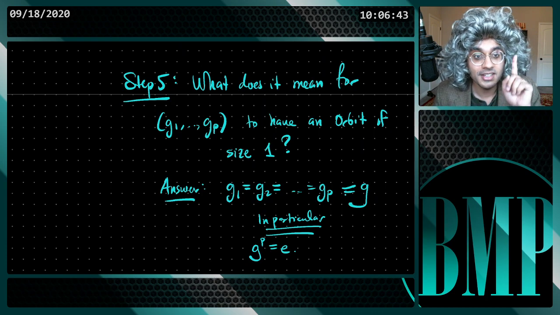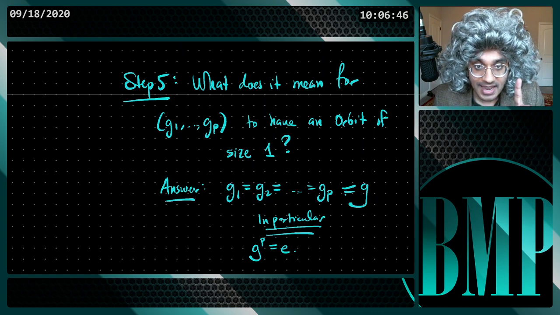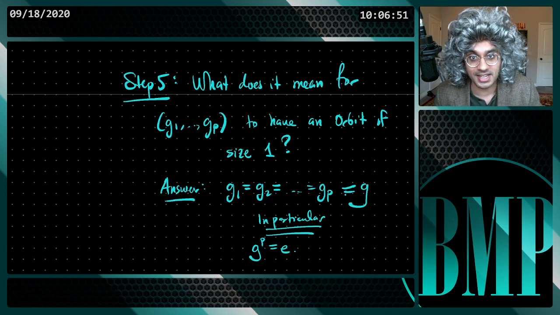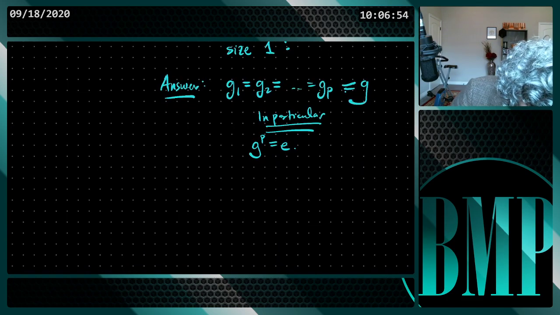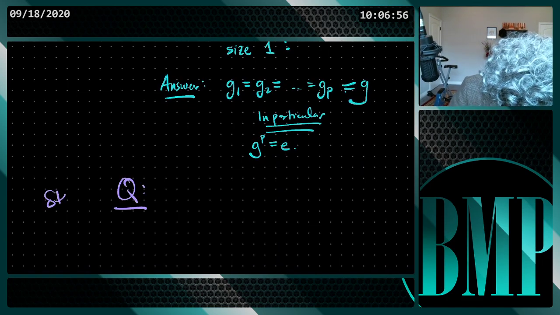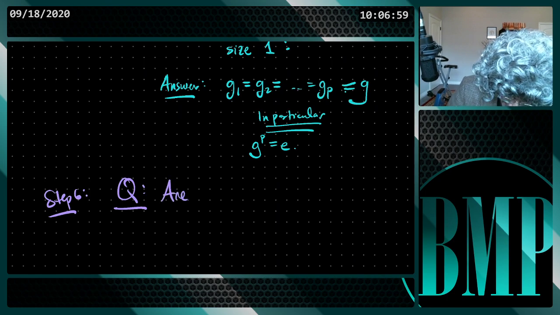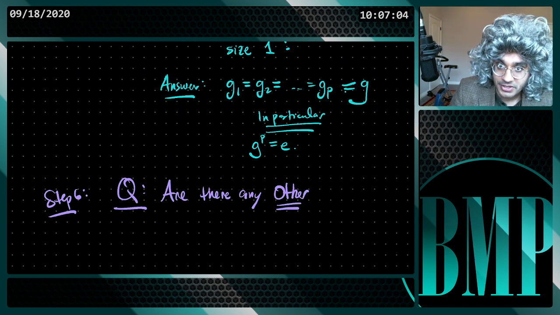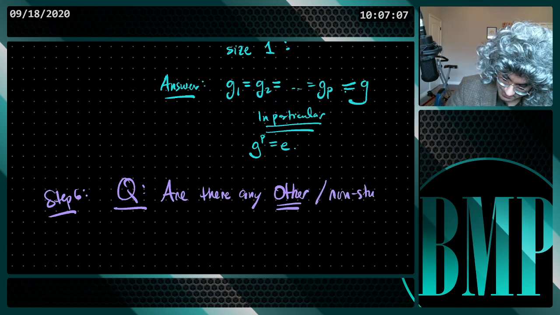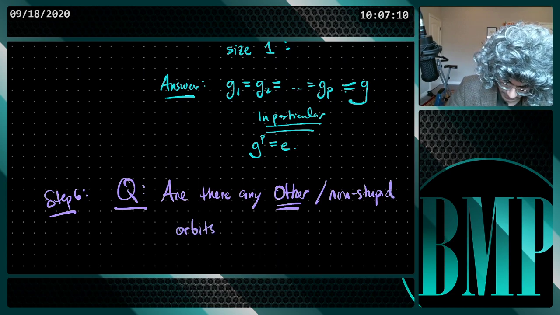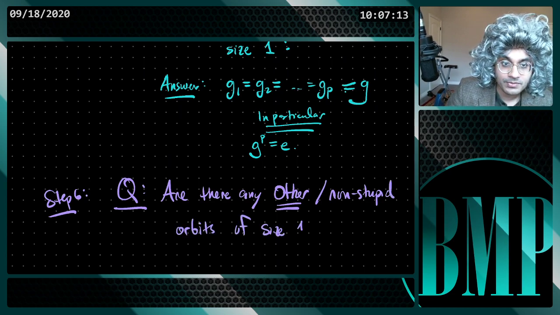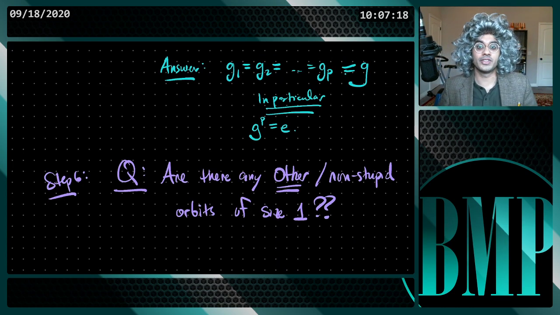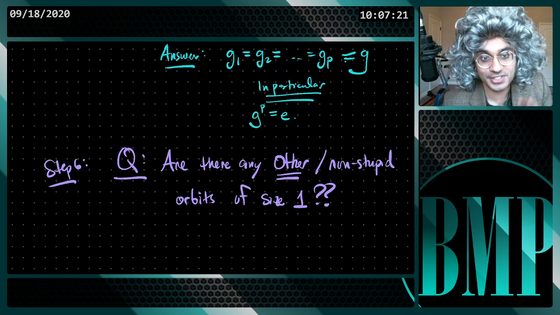So the hunt for order P elements has now changed to, are there any other orbits that have size 1? So the question becomes, step 6. Are there any other orbits, non-stupid, of size 1? That's where we shift our focus. If there is, then we're done. We proved the theorem. Okay, so let's focus on this question.